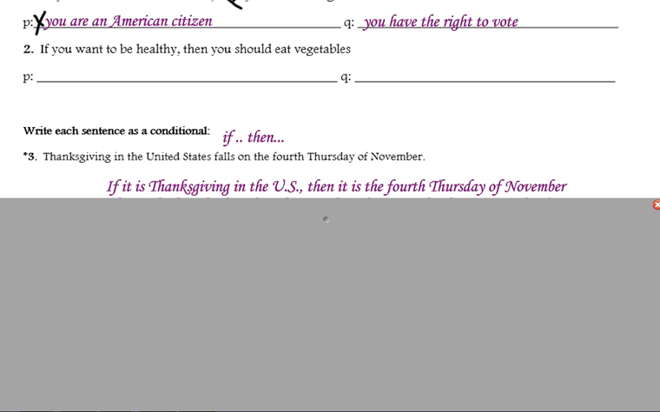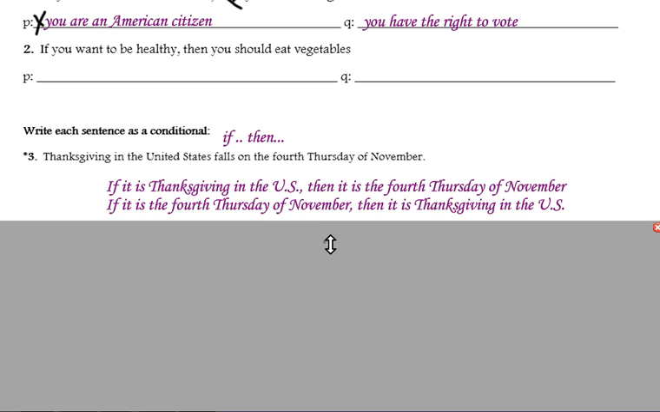The first way we can represent this sentence as a conditional is if we put it in the exact order that we read it. If it is Thanksgiving in the United States, then it is the 4th Thursday of November. But since reading it backwards is also true, we can write that as a conditional and say that if it is the 4th Thursday of November, then it is Thanksgiving in the United States. And that is true. It makes sense and it's true. So either one of these answers is acceptable.